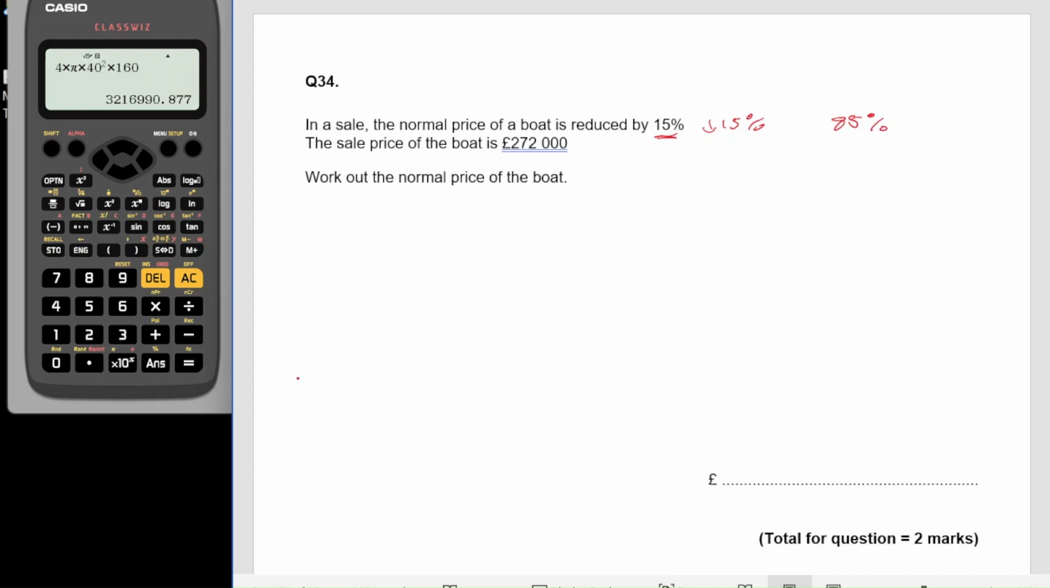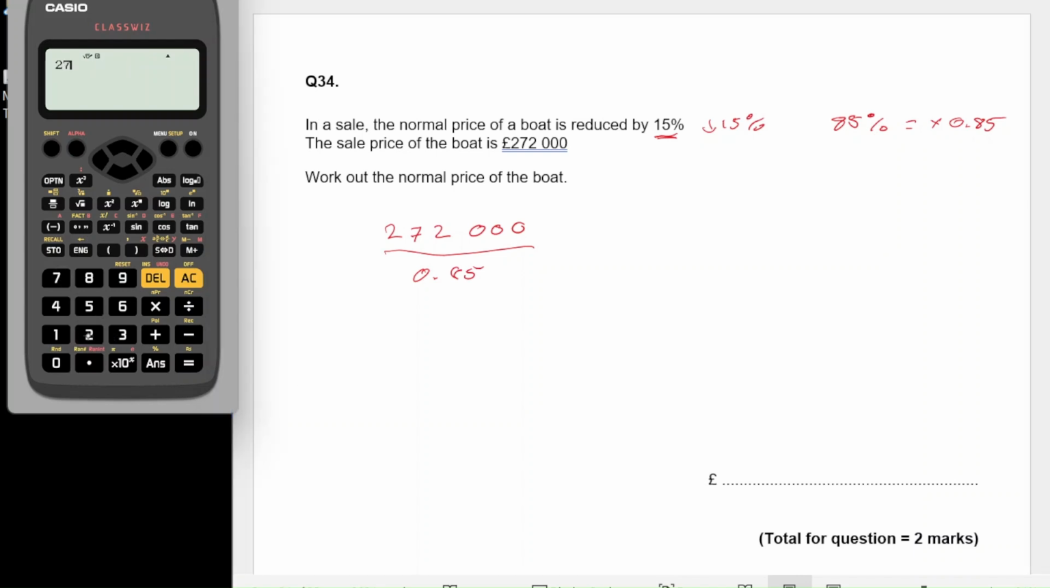So keeping it nice and simple, I'm going to say that would be equal to a multiplier of 0.85. So the original price times by 0.85 is equal to this. So if we divide this by 0.85, that will give us the original price. So 272,000 divided by 0.85 gives us an original price of 320,000. So the original price of the boat was £320,000.